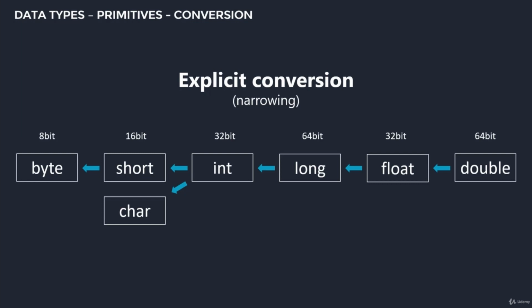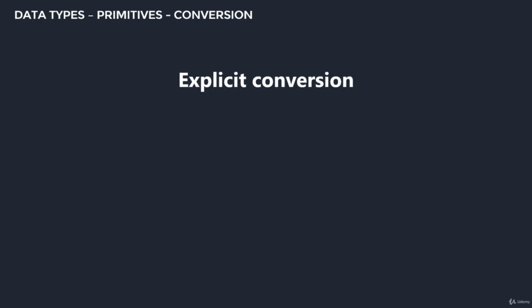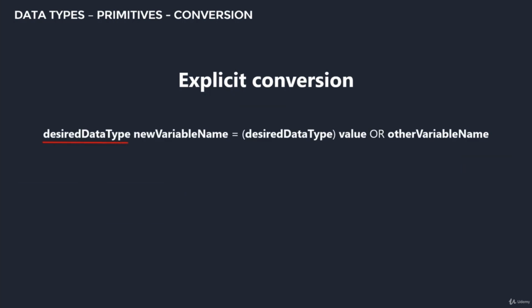So when we go downwards, we have to use the following form. First, the desired data type, new variable name, equals the desired data type again in parentheses, then a value like 1000 or another variable name. We also call this type of conversion casting. I think it is easier to see how conversion works in practice if I show you some examples. So let's do some coding.